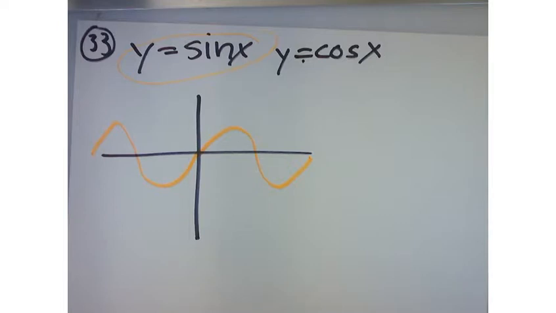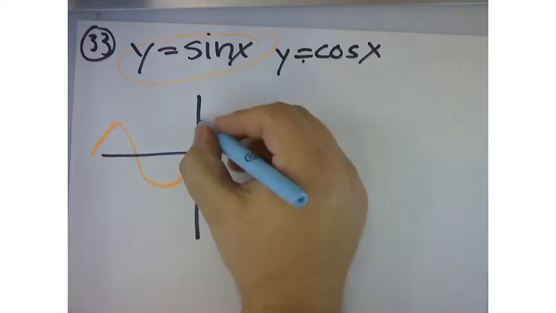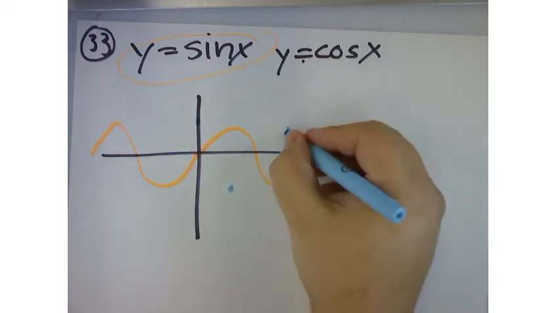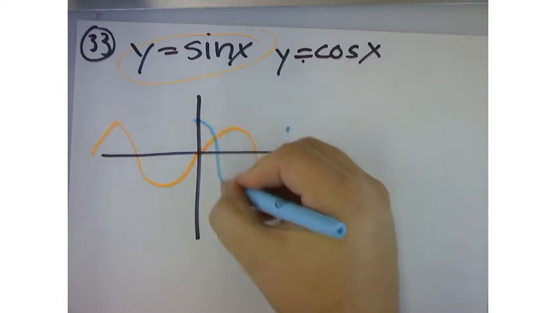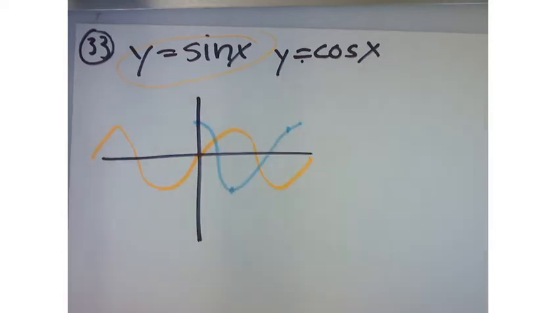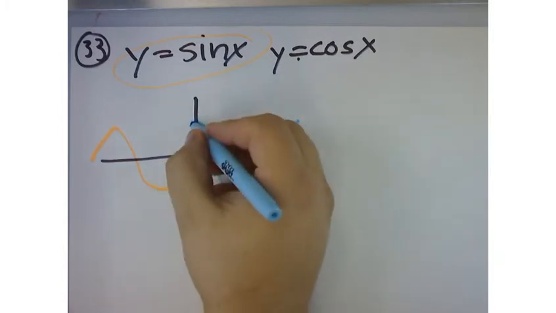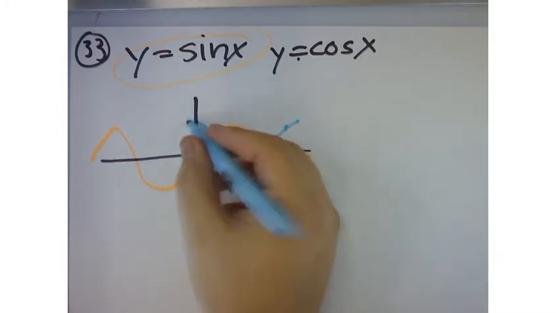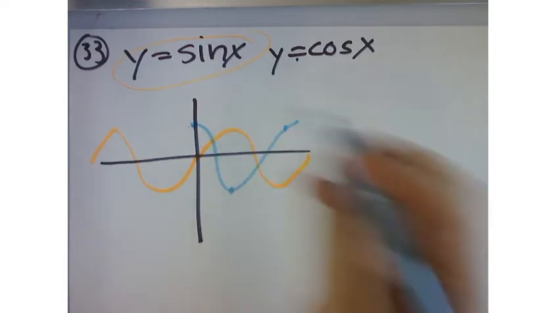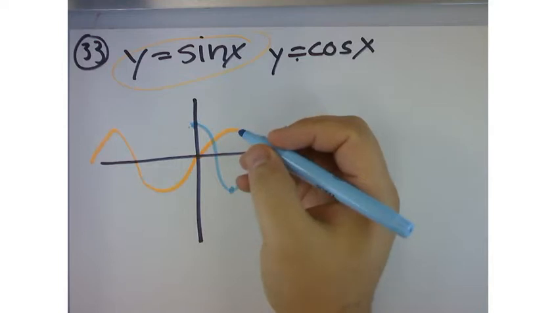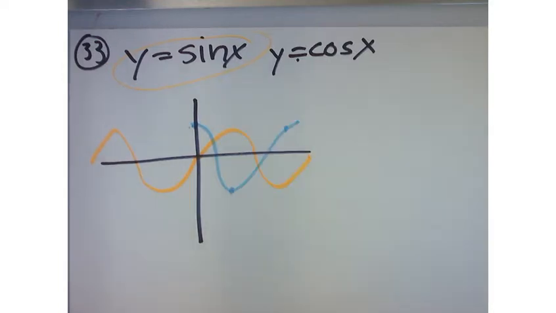Now, cosine of x is the cofunction, and it shifts over a little bit. So it kind of looks like this. Okay? Oh, that's difficult to do, isn't it? Actually, you know what? I am going to graph it on the calculator because I kind of screwed that up.